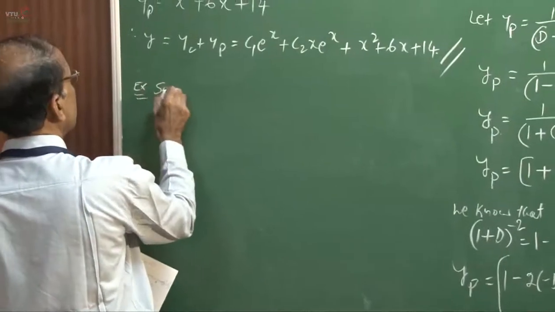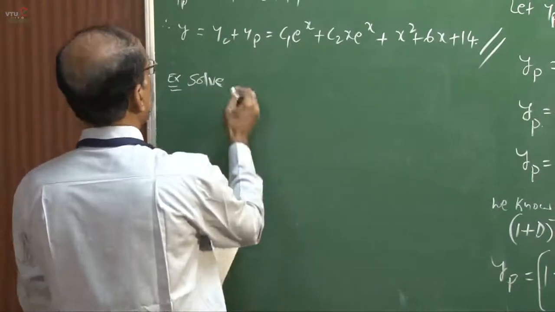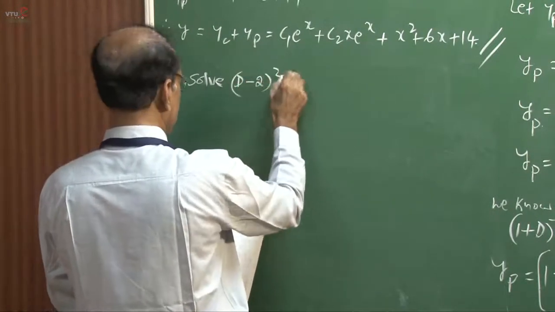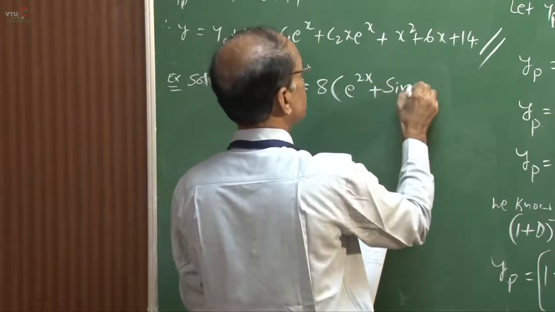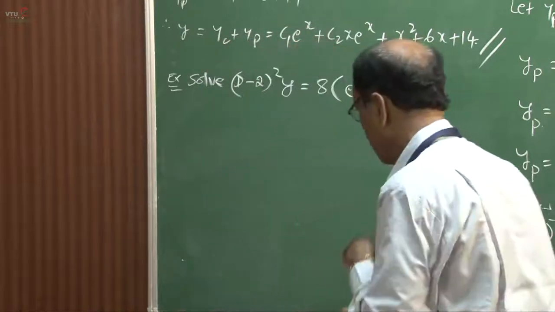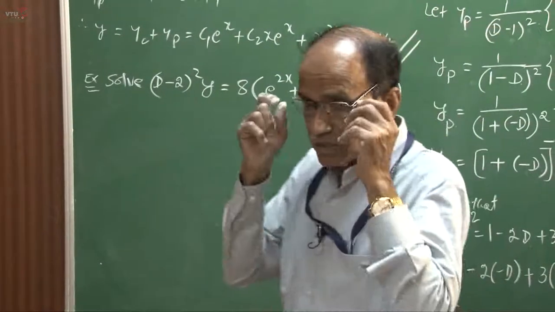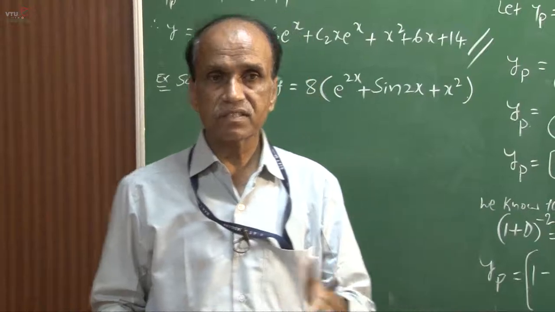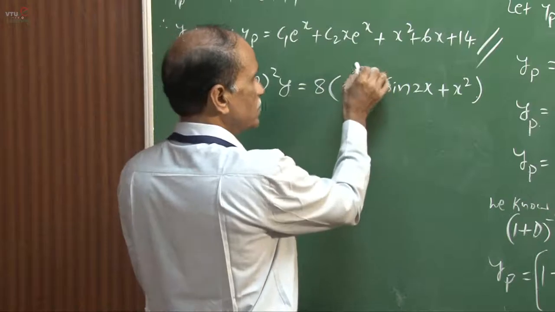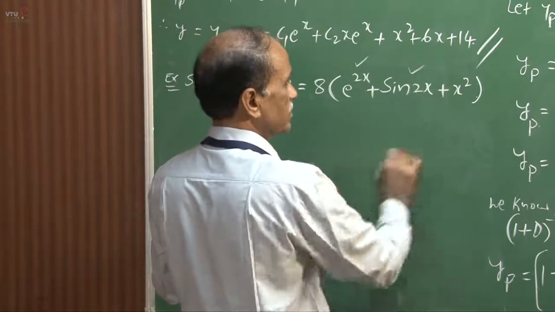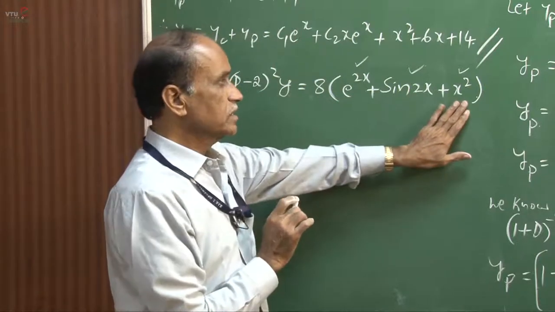Example, solve d minus 2 whole square operating on y is equal to 8 into e to the power 2x plus sine 2x plus x square. Treat this as some importance. This is an important problem where you can take d minus 2 whole square operating on y is equal to 8 into, that means one term is exponential, one term is trigonometric function, and another term is polynomial term. So this is rule 1, this is rule 2, and this is rule 3.